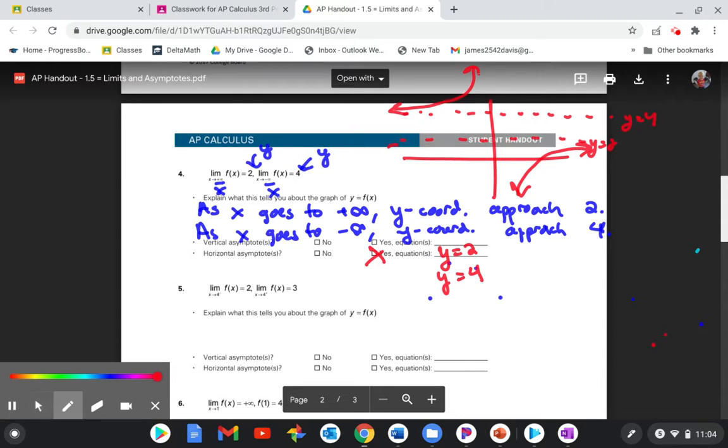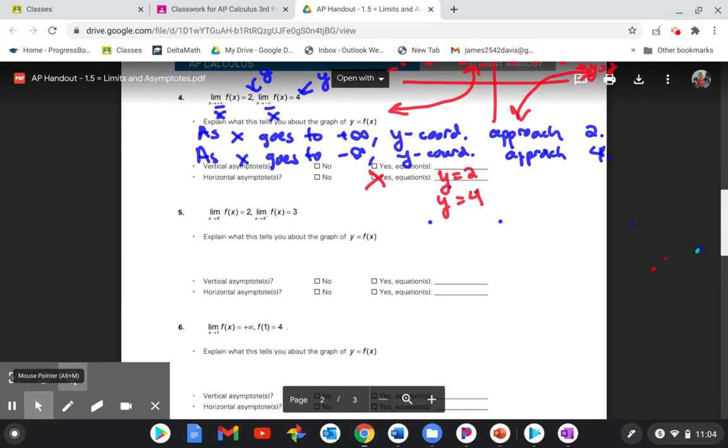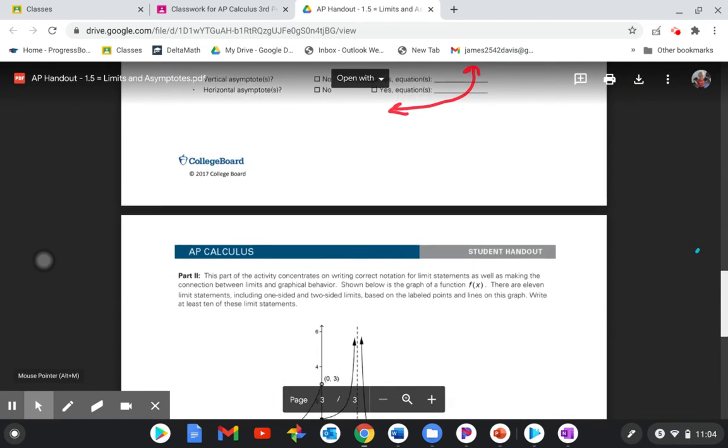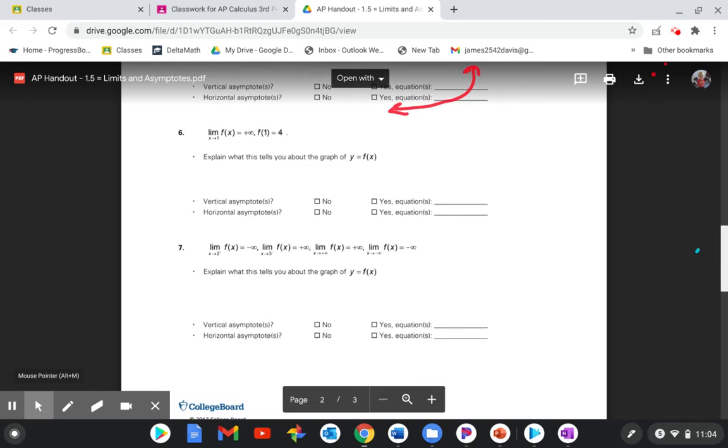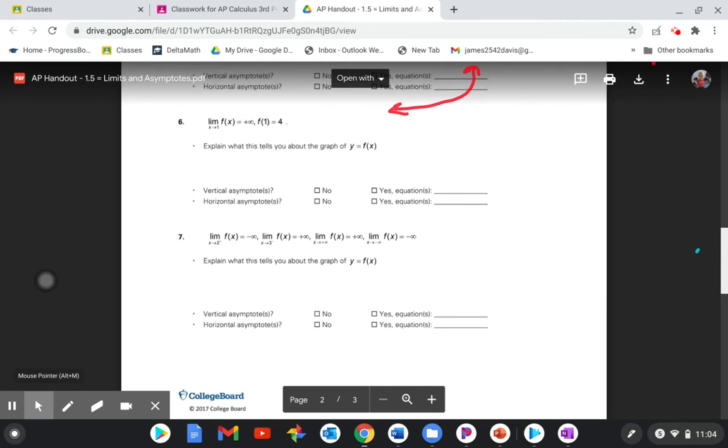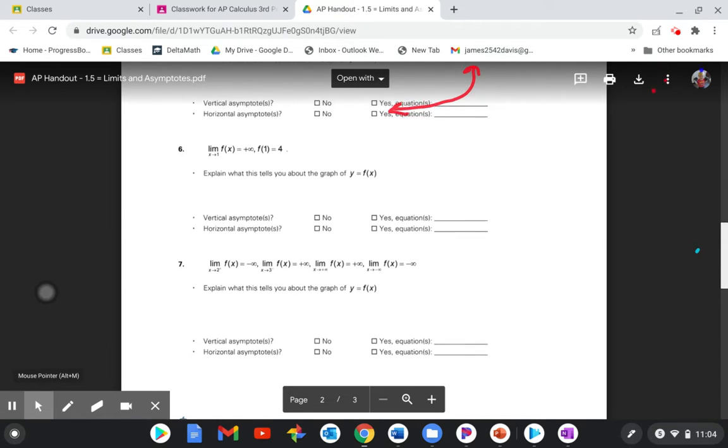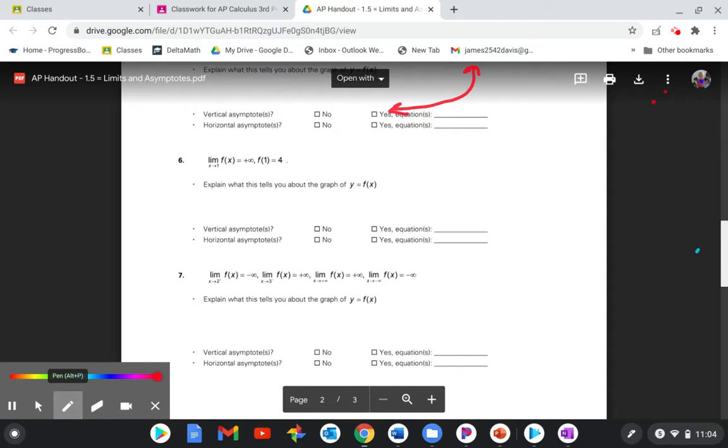All right, and let's maybe tackle one more. That one looks fun. All right. Let's save the real hard one for you guys. Let's look at number 6.